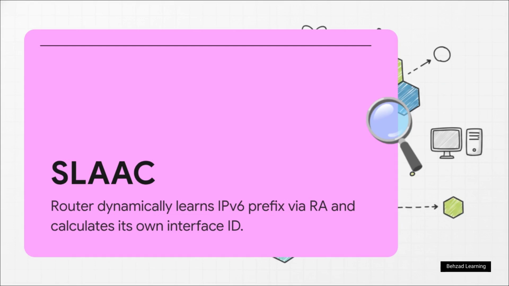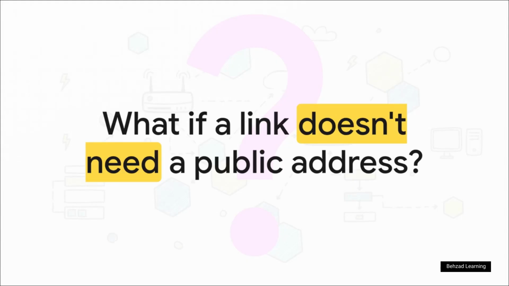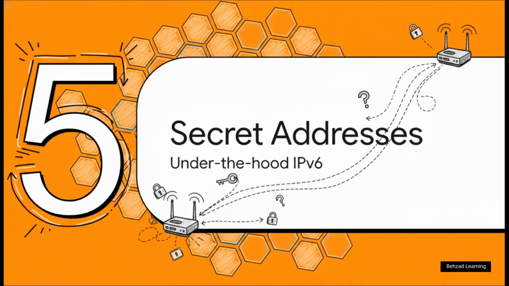How cool is that? So we figured out how to automate public global unicast addresses, the ones that reach the wider internet. But wait, what if a direct point-to-point WAN link between two of our internal routers doesn't even need a global address to function? Why waste the address space, right? Section 5, the secret router addresses.